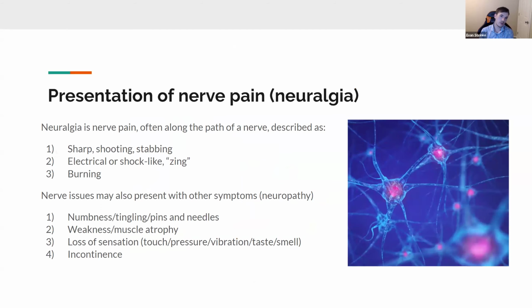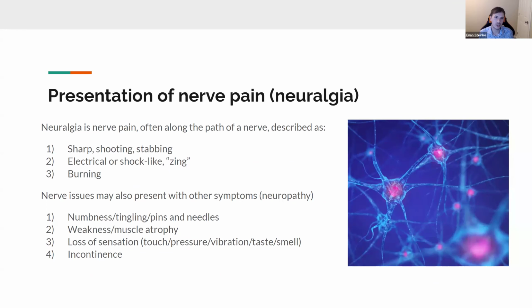So if we talk about what the presentation of nerve pain is, also known as neuralgia, that's the medical term for it. Neuralgia is the pain often along the path of the nerve, and it's typically described as a sharp, shooting, or stabbing pain. And this kind of speaks to the severity of it. Typically you wouldn't describe a 1 out of 10 pain as stabbing, right? It's higher on the pain scale.